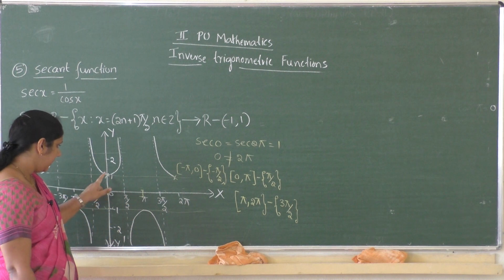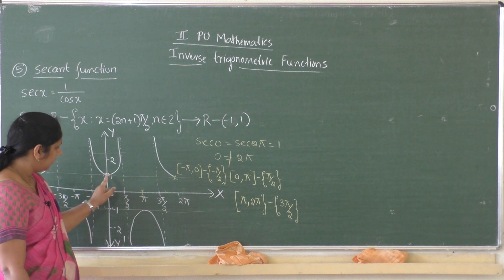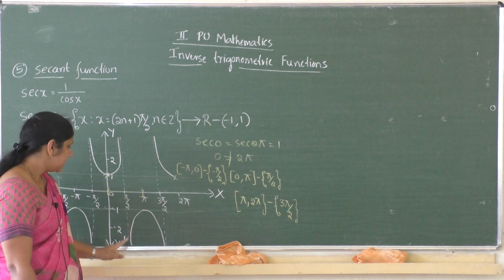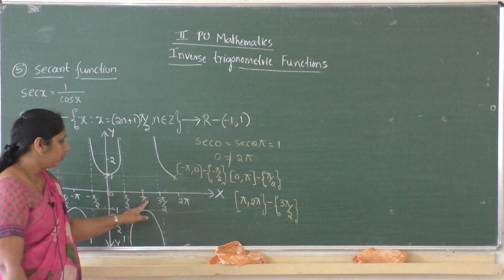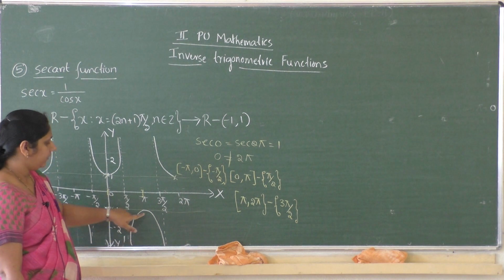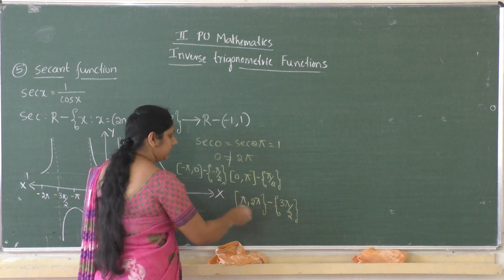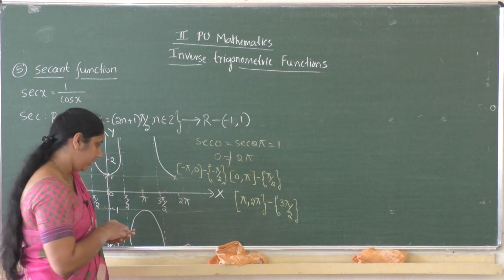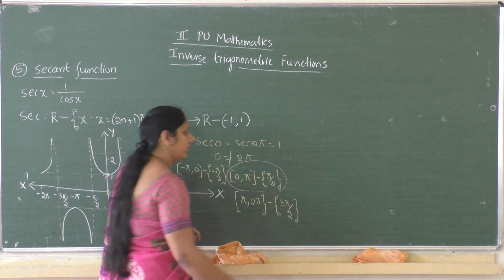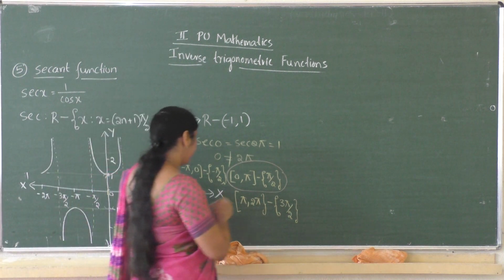See here in the graph, in the first one, that is 0 to pi by 2, the graph gradually increases from 1 to infinity, there is no repetition. Similarly from pi by 2 to pi, the graph gradually increases from minus infinity to minus 1, there is no repetition, right? So in these intervals the function can be both 1-1 and onto. And this particular interval is called the principal value branch.